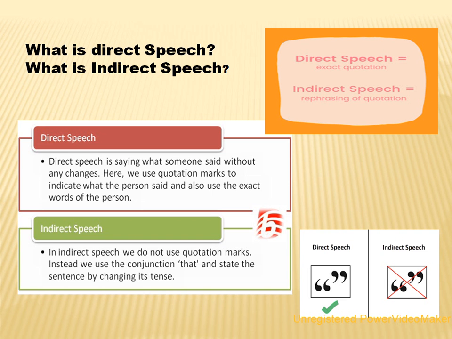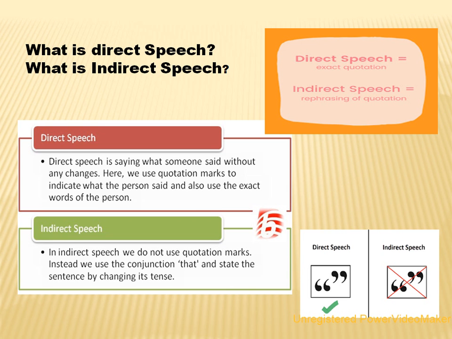Now we come to indirect speech. In indirect speech, we do not use quotation marks. Instead, we use the conjunction that and state the sentence by changing its tense. So in indirect speech, what we do, children, we bring one conjunction. Usually that conjunction is that, but it is not always that we use that. Later on in this presentation, we will discuss the other conjunctions also. But usually we use that.